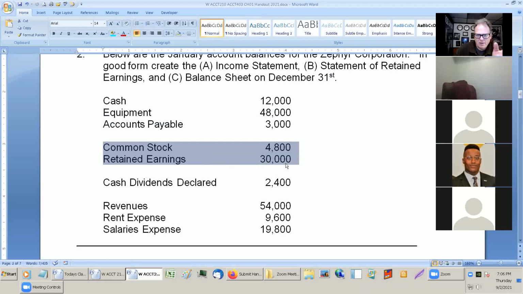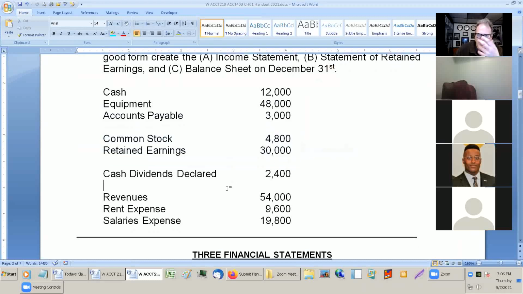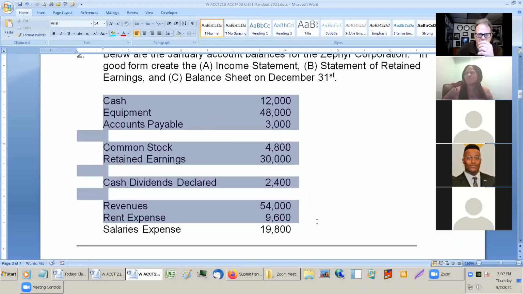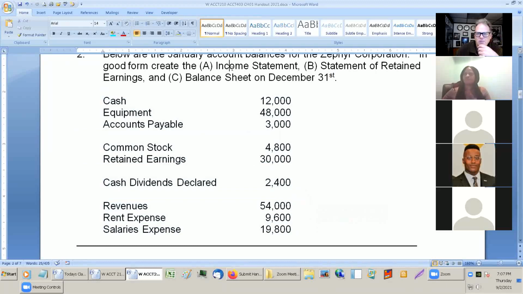Now, looking at this list of accounts, it probably doesn't make a whole lot of sense. I mean, you see how much cash they have, but what's this other stuff mean? It's not very meaningful to see this list of accounts. So we're going to put these in a format in the financial statements so that people can make sense out of them. Just giving a list of accounts with totals is probably not very helpful as far as seeing how well the company is doing.